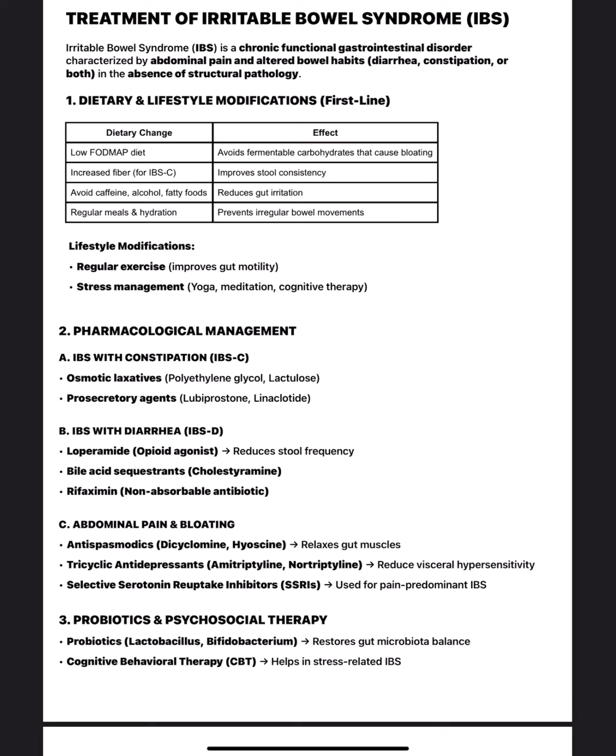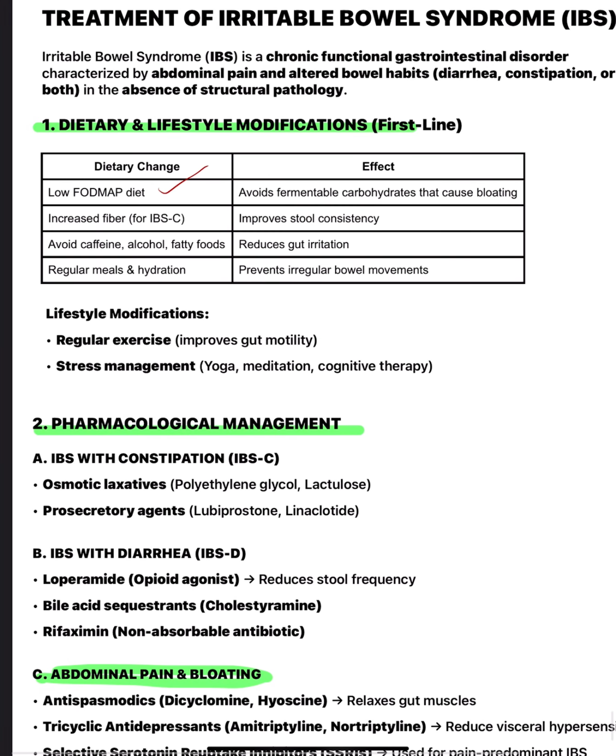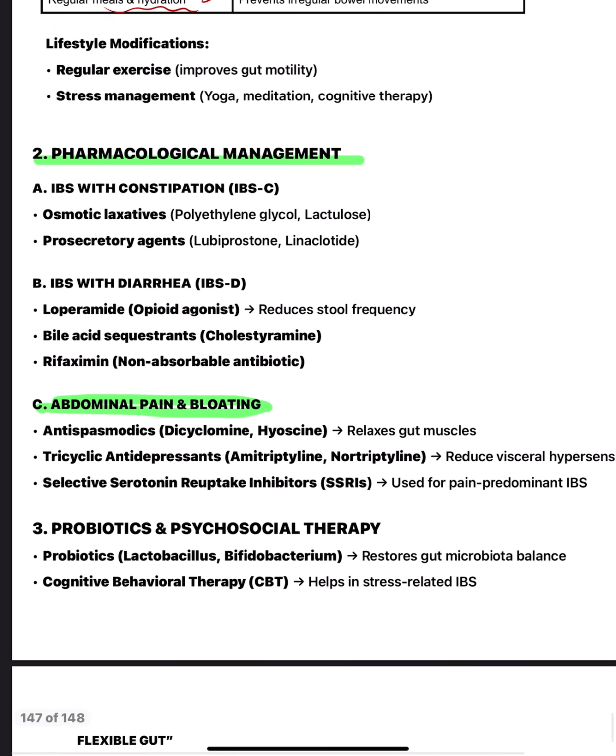So first point is what? Dietary and lifestyle modifications. The second point is pharmacological. And third is abdominal pain and bloating. Dietary modification is low FODMAP. FODMAP stands for fermentable oligosaccharides, disaccharides, monosaccharides and polyols. So low FODMAP, increasing the fiber diet, avoiding caffeine, alcohol, fatty food, regular meals and hydration. Remember to write this keyword, low FODMAP. That's very important to mention. Then lifestyle modification: regular exercise, stress management and all.